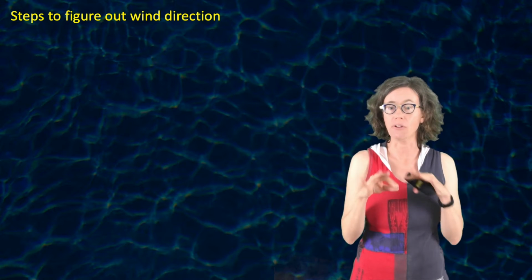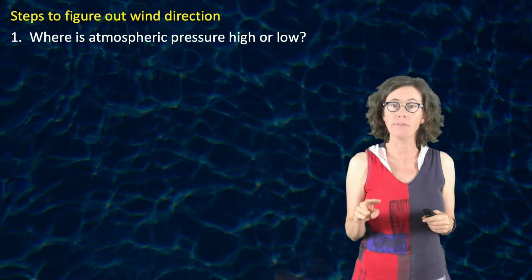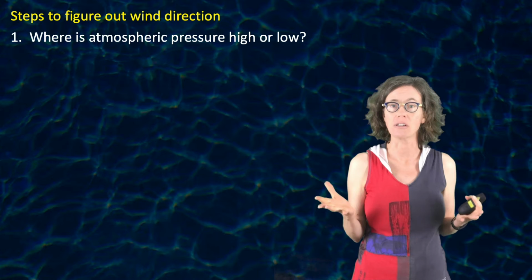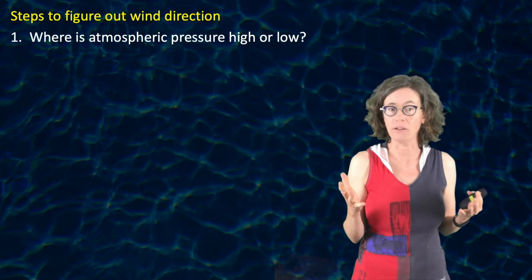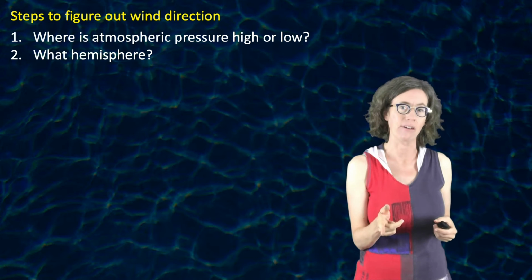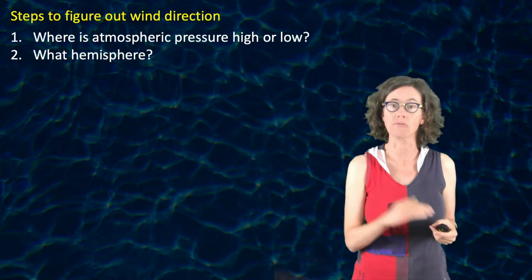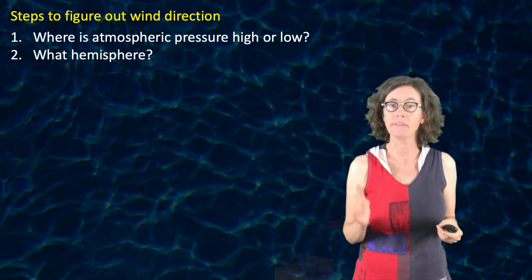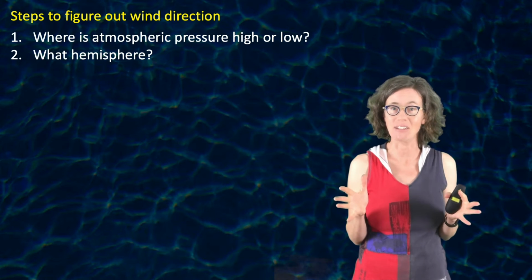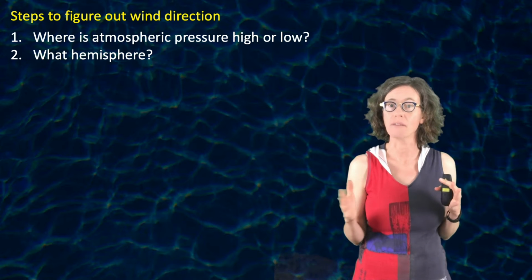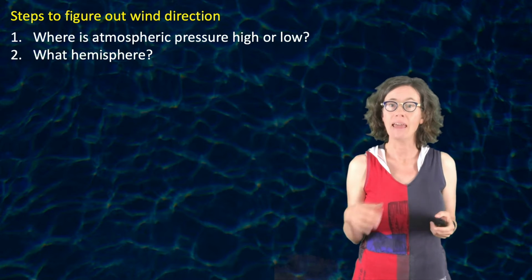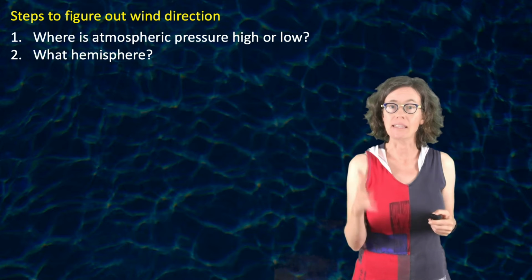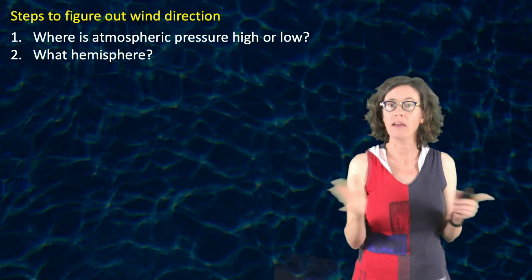Now, I want to go through sort of some steps of how you figure out the wind direction. If you don't have that nice diagram sitting in front of you, you're going to do it on paper. There's two things we always have to think about when we're figuring out wind direction. The first, we better know what the atmospheric pressure is. Where is it high? Where is it low? And we've got to know what hemisphere you're in. Remember, the Coriolis force acts to the right in the northern hemisphere and acts to the left in the southern hemisphere. So we definitely need to know what hemisphere we're thinking about in order to know which direction the Coriolis force is going to act. Now I want to go through an example on paper to show you how to do that.